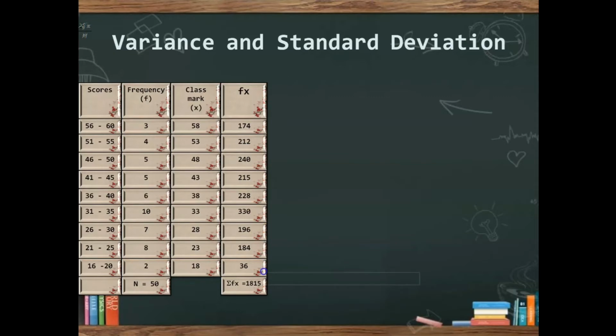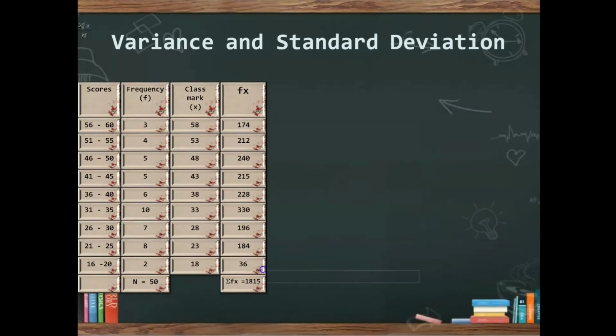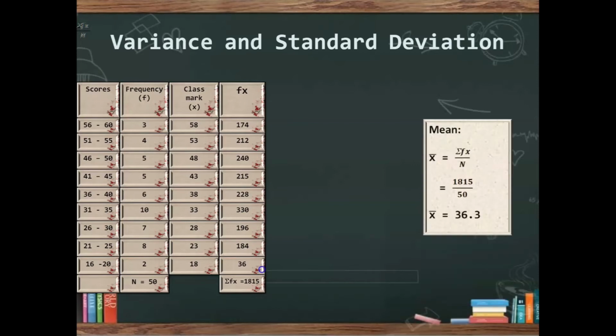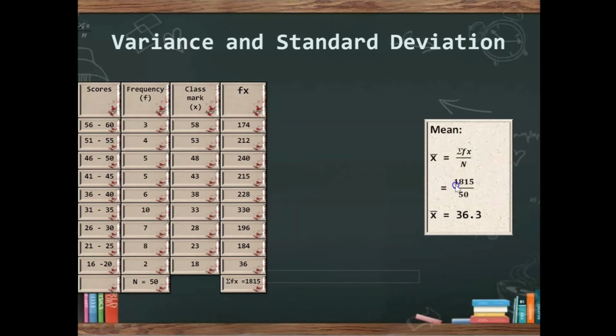Then proceed to the next column, but we need to solve the mean first. How do we solve the mean? You need to remember this formula. Mean is the summation of fx over the total number of frequency. Our summation of fx is 1,815 and our n is 50. So, 1,815 over 50 is equal to 36.3. We need to get that because we need it for the next column.